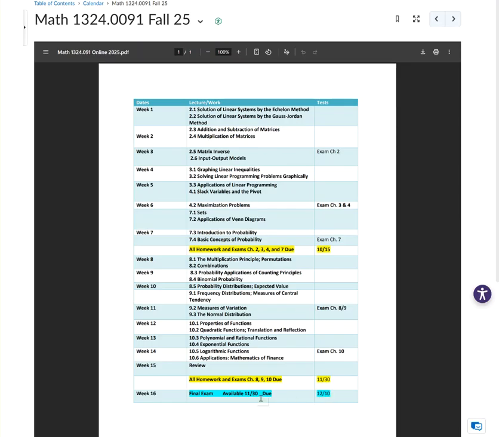10th to do it. So you will have some time, but keep in mind you've got a big chunk to do here, a big chunk to do here, and then the final exam. So that's how that calendar is going to work for you.